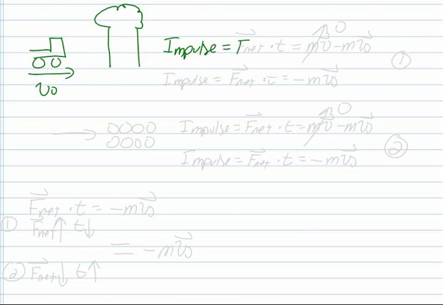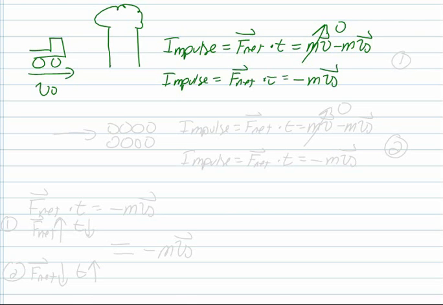Impulse, F net times t, which is delta p, which is mv minus mv0. Well, what's the final velocity? You hit the tree, you stop. The final velocity is 0. So the impulse, which is F net times t, is negative mv0. There's the tree. Well, let's look at the bushes.